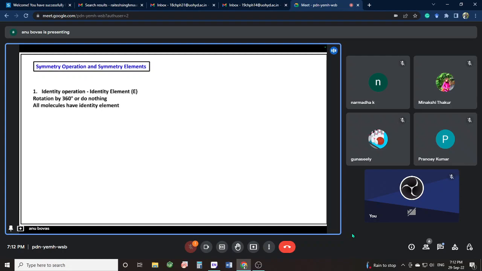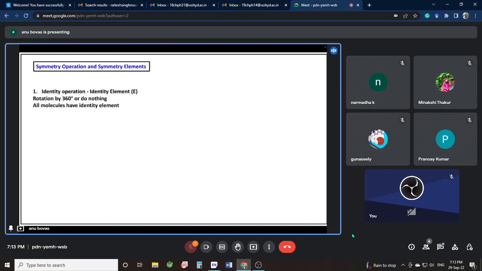For us, there are 5 basic symmetry operations or symmetry elements. We should know these in order to find out the point group of each molecule. If anywhere you are not clear, you should stop me in between and ask. So the first operation is the identity operation. This is very simple. In this, we are doing nothing to the molecule. It is also described as rotating it by 360 degrees.